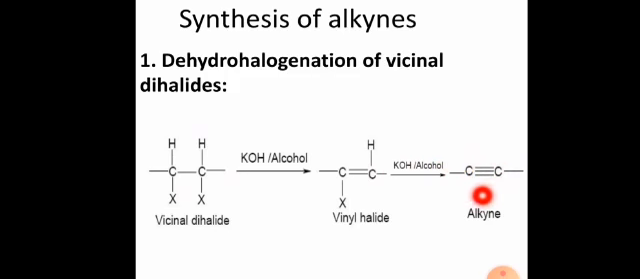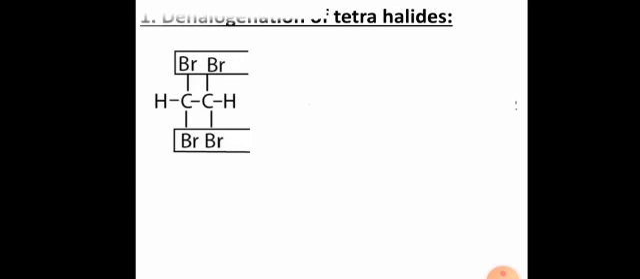So this is the method in which we remove hydrogen and halogen, meaning dehydrohalogenation of what? Vicinal dihalides. If you want to synthesize alkynes, choose vicinal dihalides as the reactant. If you want to synthesize alkenes, you have to choose an alkyl halide with a monohalide group, right? Now we have to learn about the second method. In the previous slide we removed hydrogen and halogen, but here we are going to remove halogens only.